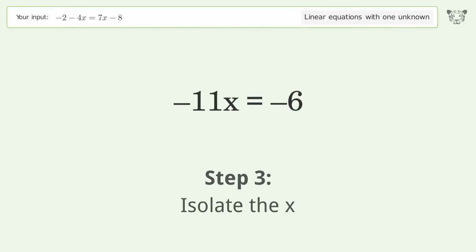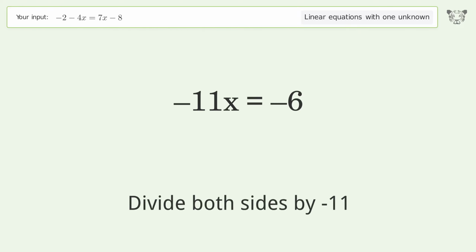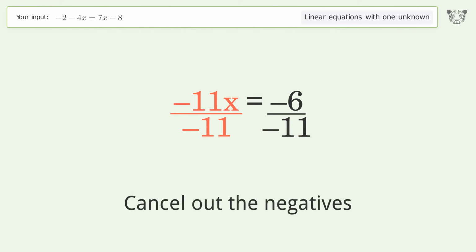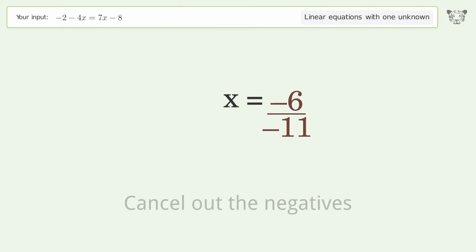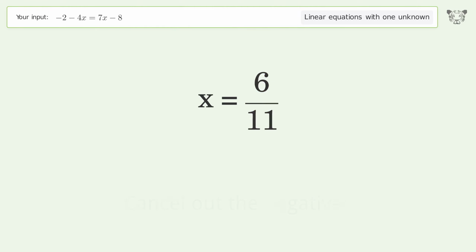Isolate the x. Divide both sides by -11. Cancel out the negatives. Simplify the fraction. Cancel out the negatives. And so the final result is x equals 6/11.